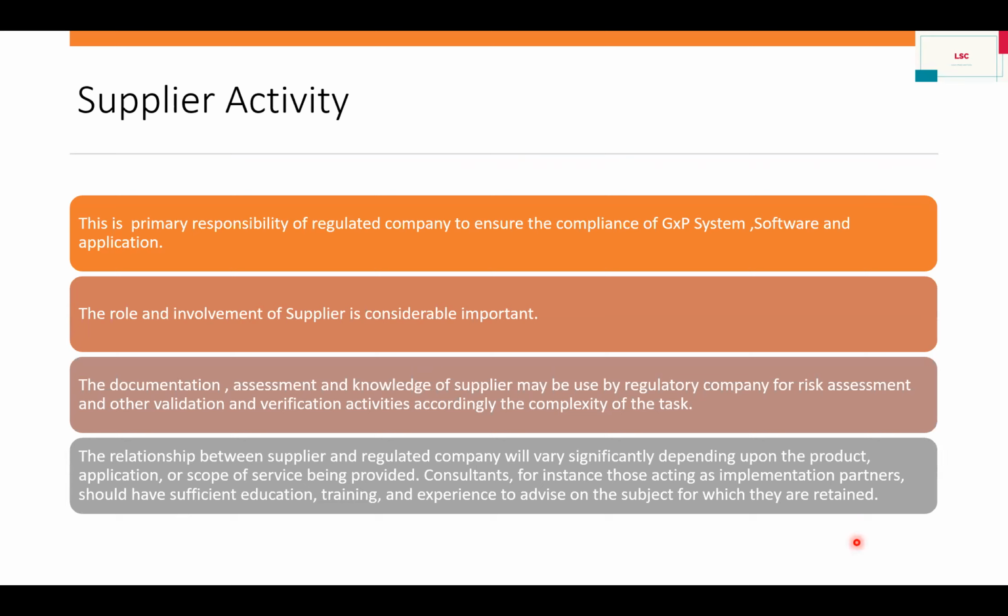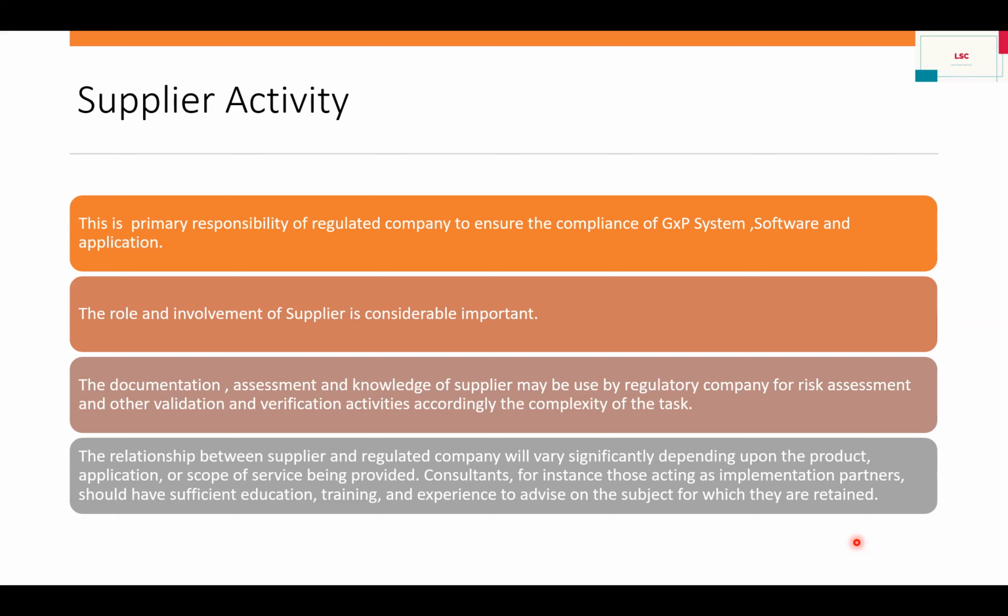Now just see, we understand as regulatory companies that suppliers have this, but what should the supplier have? Just see that this is the primary responsibility of the regulatory company to ensure the compliance of GxP system, software and application. This is the key point, right? Second one, the role and involvement of the supplier is considerably important, right? We cannot deny the role of the supplier. Yes, as a regulatory company we have sole responsibility, but we cannot deny the activities related to the supplier. That's why I have taken this video, to understand what the supplier should have.